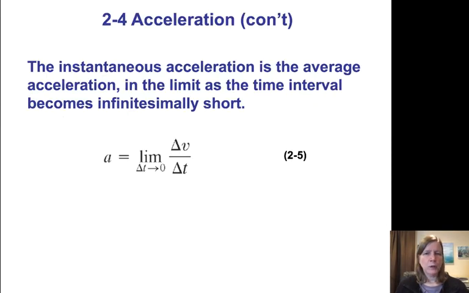Similar to velocity, where we can calculate instantaneous velocity, we can also calculate instantaneous acceleration. And instantaneous acceleration is the average acceleration in the limit as the time interval becomes infinitesimally short. So acceleration is still change in velocity over change in time, but our time interval is becoming really short. So we just get a snapshot of the acceleration, not some average over a long length of time, but take as short a time slice as you can and get a picture of what the acceleration is at that moment.